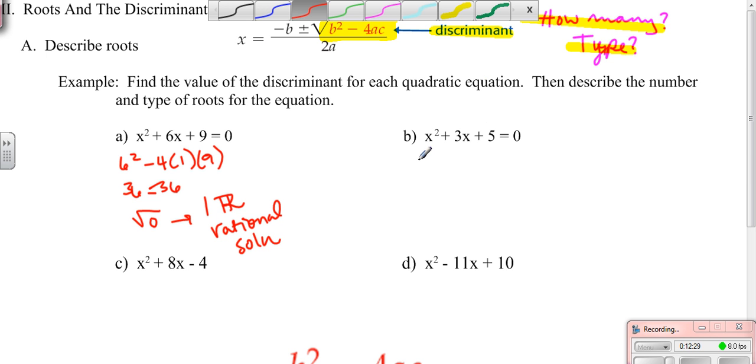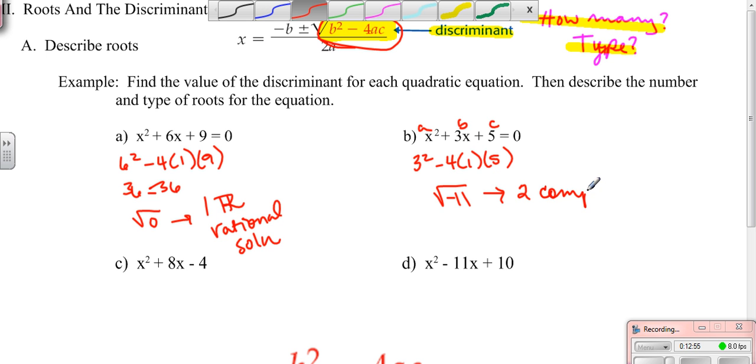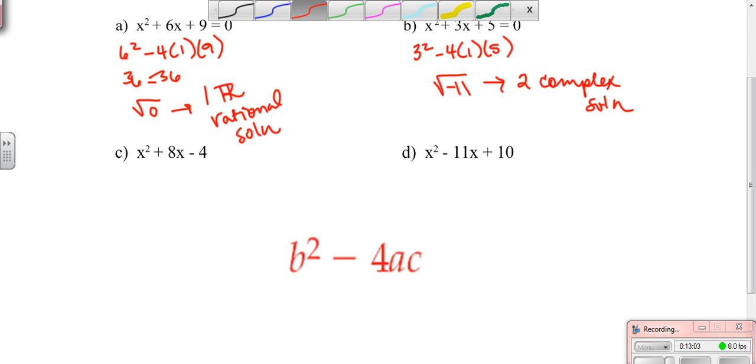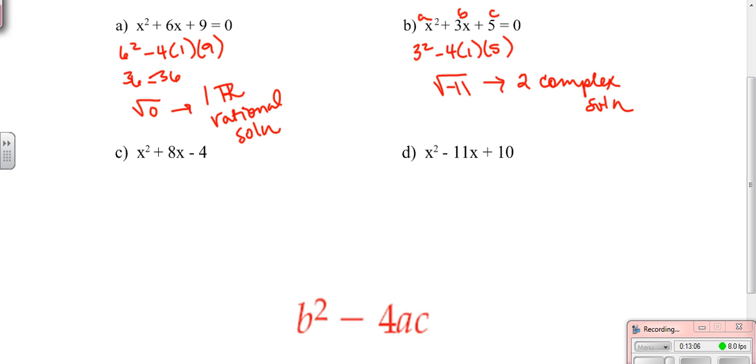If we look at this example and we do 3 squared minus 4 times 1 times 5, again, just looking at that discriminant value with my a, my b, and my c, this ends up being the square root of negative 11. That obviously is going to give me an imaginary number. This means I'm going to have two complex solutions when I'm all said and done. So before I even start, I know what I'm looking for. That's that discriminant value again.